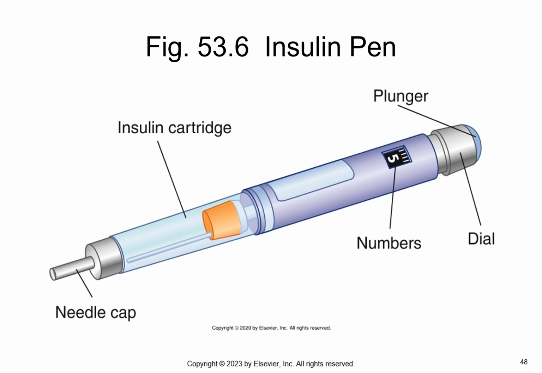There's a needle cap. It comes off. The insulin is in the cartridge. You set the dial on the plunger end to how much you want to give. The numbers show up in a window.